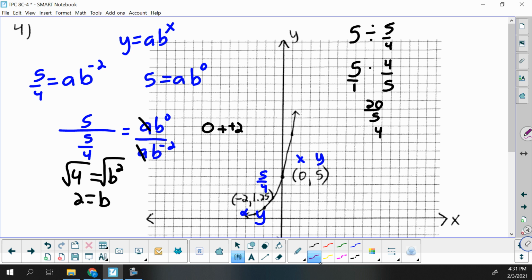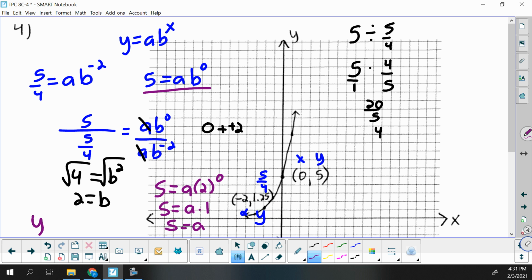If you have an equation with 0 in the exponent, use that one, it's easier. So it's 5 equals a times 2 to the 0. Anything to the 0 is 1, so that's 5 equals a times 1. Or in other words, we get a equals 5.